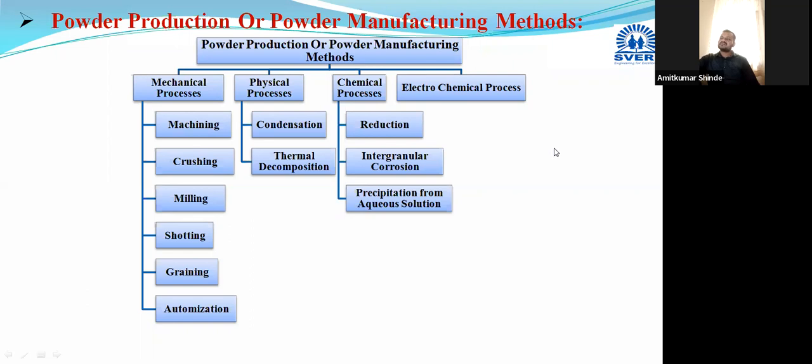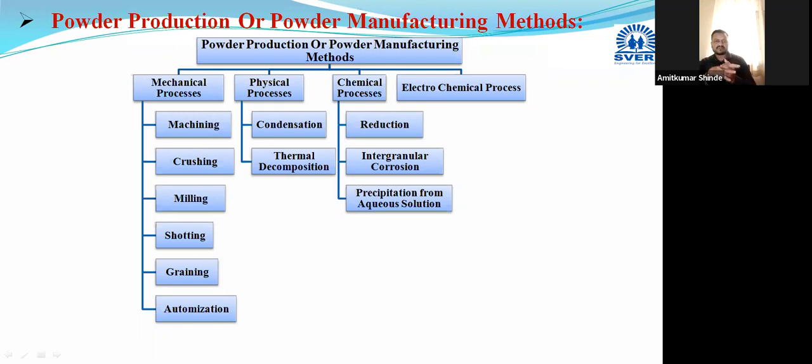And the third way: whichever powder particles are separated will accumulate at the bottom of the aqueous solution mixture in that container, or whichever cylinder or equipment we are using. In that, we will get the powder at the bottom. In these three ways we will get the powder in this electrode deposition method.